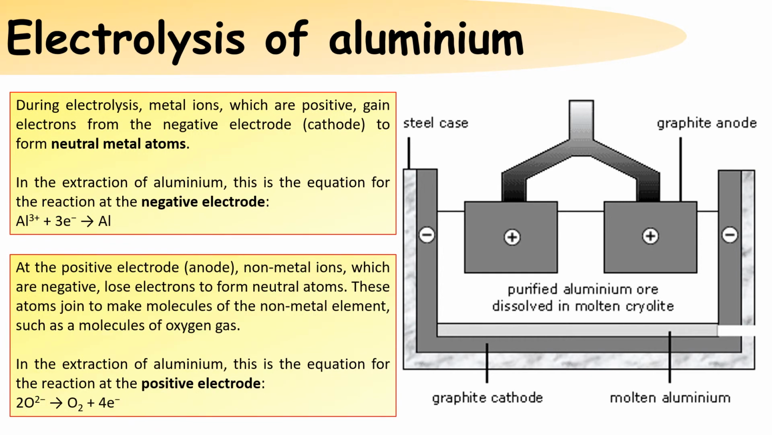At the positive electrode, the non-metal ions, which are negative, lose electrons to form neutral atoms. These atoms join to each other to make molecules of oxygen gas. The half equation for this would be 2 O2- goes to form O2, which is oxygen gas, plus 4 electrons.